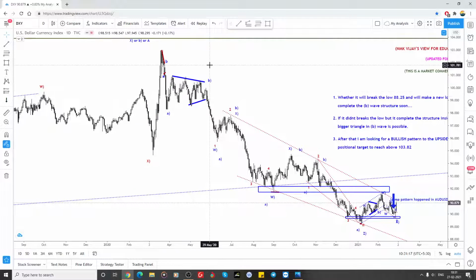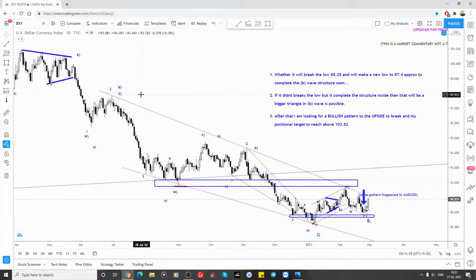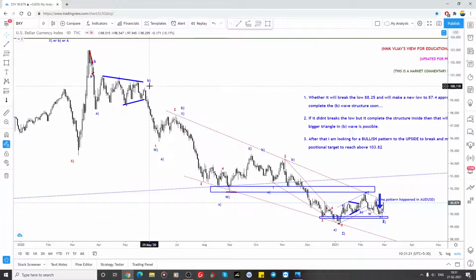In last week's analysis, I said A, B, 1, 2, 3, 4, 5. So this ABC is a flat correction, and this is a connecting wave. This is the A, so we are in the B. There is a chance for one more move to the downside, to 87.